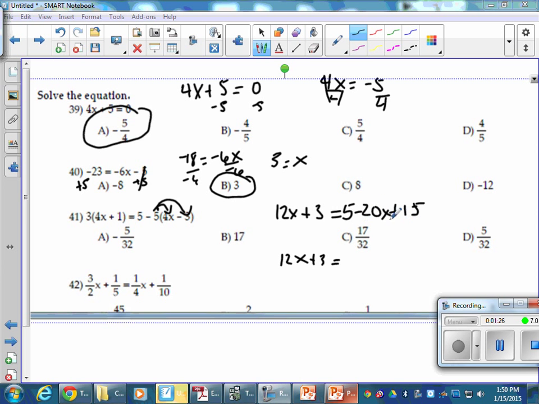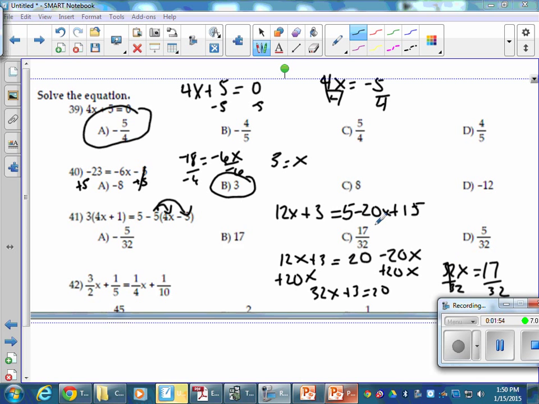equals, I can combine some like terms over here. I have 5 minus 20x plus 15. That's the same thing as saying 20 minus 20x. So I would add 20x to both sides, and I got 32x plus 3 equals 20. Subtract 3, you get 32x equals 17, and then divide by 32. My answer for x is 17 over 32, which is C.